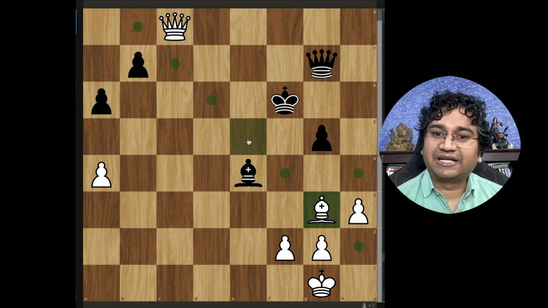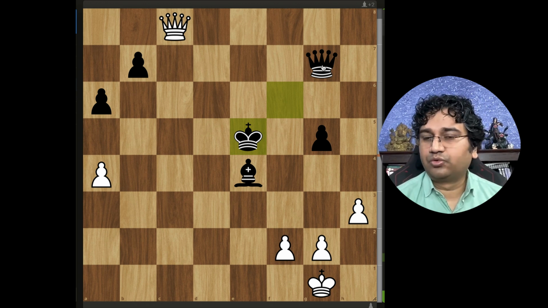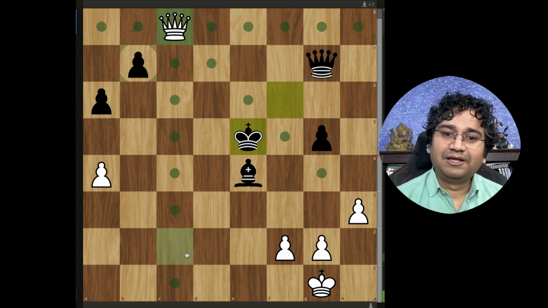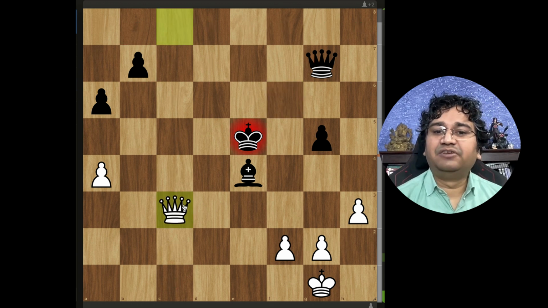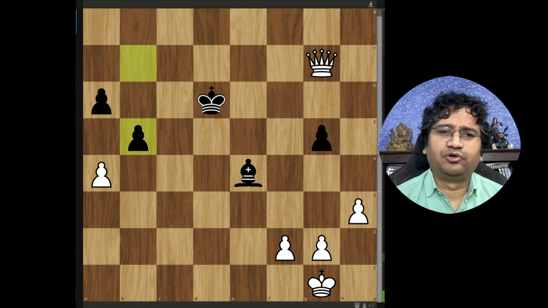What we can do is sacrifice a piece. It is a check, so it has to capture, because if it does not capture and moves away, we will take the queen for no loss. Now both are away and we give a check here and we get the queen. So remember this tactic, it occurs very frequently.